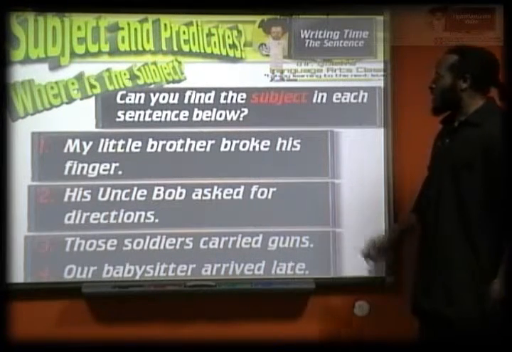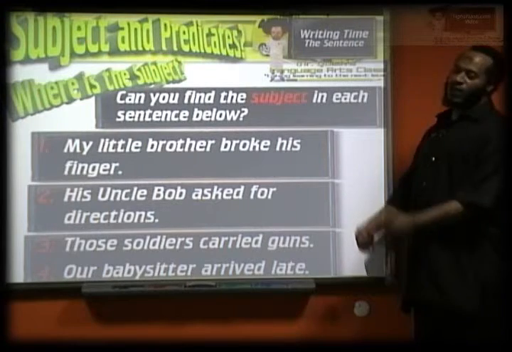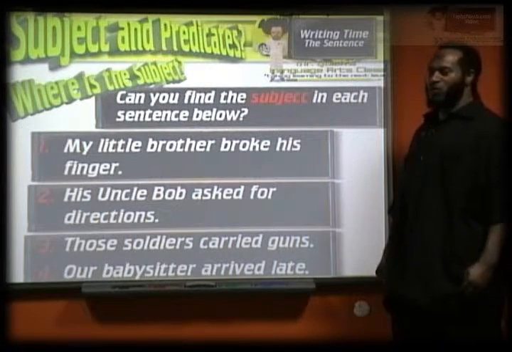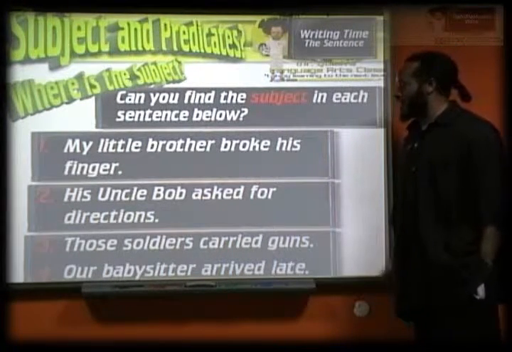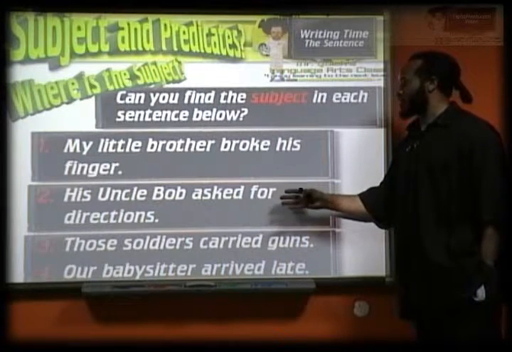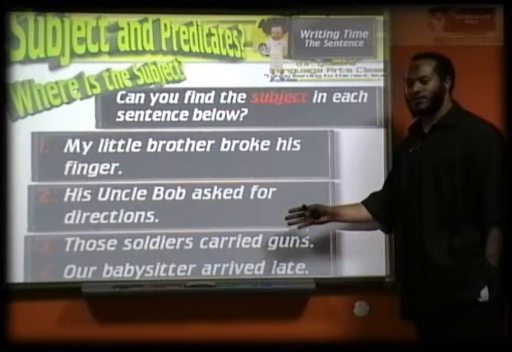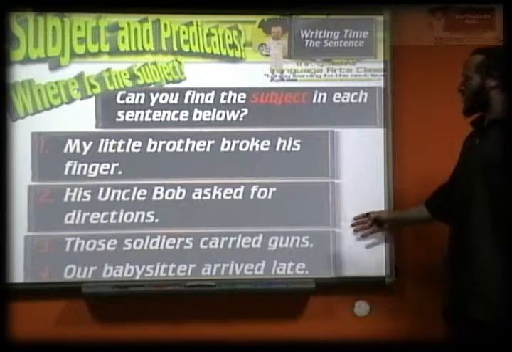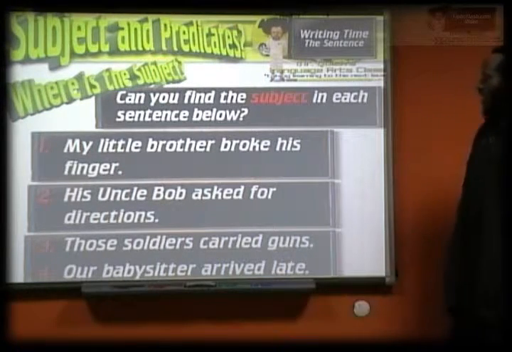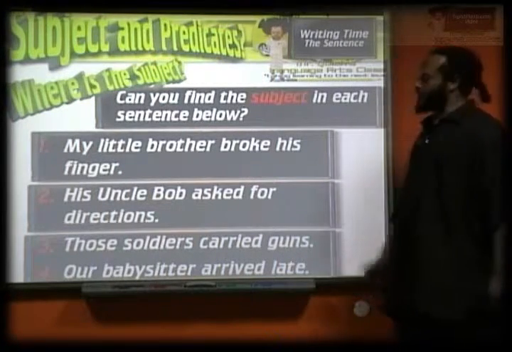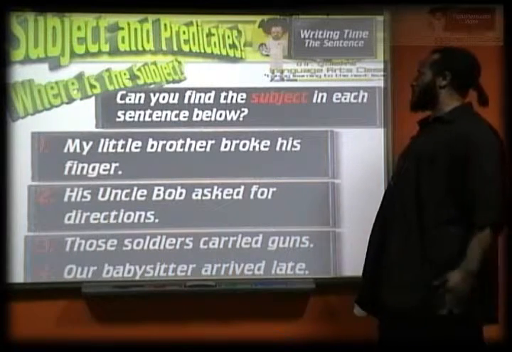Here we go. My little brother broke his finger. His Uncle Bob asked for directions. Those soldiers carried guns. Our babysitters arrived late. Let's see. Let's look at this one. My little brother broke his finger.